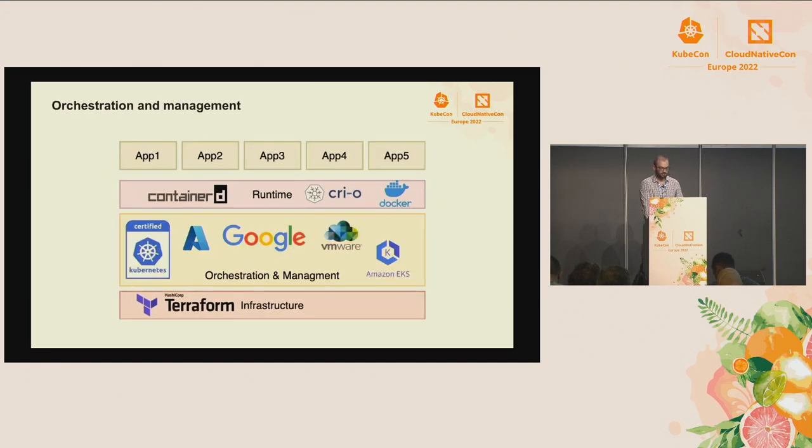Another part, of course, is orchestration management, because we have the containers, we have the infrastructure, and we need something which orchestrates and manages our containers. Is it Kubernetes? Another simple answer. Kubernetes is very common, is available in every public cloud, and you can deploy Kubernetes on a private cloud, on bare metal. But there is something we need to check, because not every distribution of Kubernetes is the same.